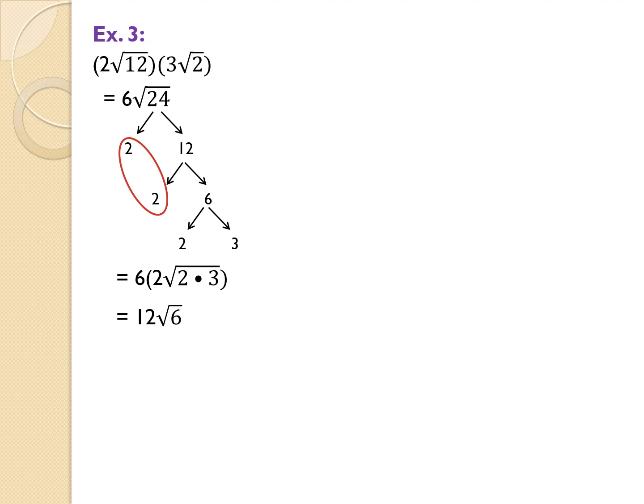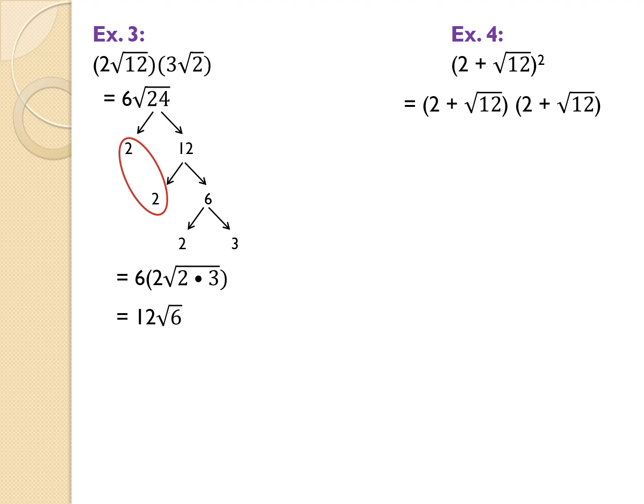Now, let's look at example 4. Example 4 is 2 plus the square root of 12 quantity squared. So remember, anytime you see a parentheses squared, that means, hey dude, write me twice. And now I have to FOIL. Question, can you box? Absolutely.